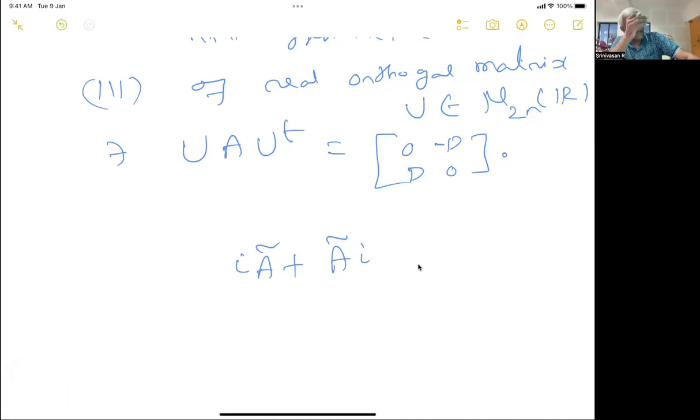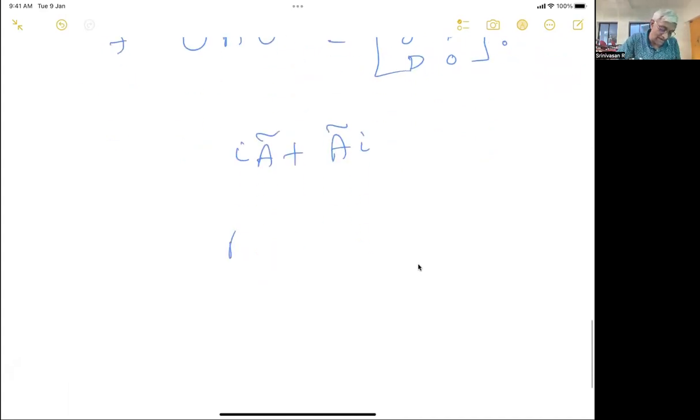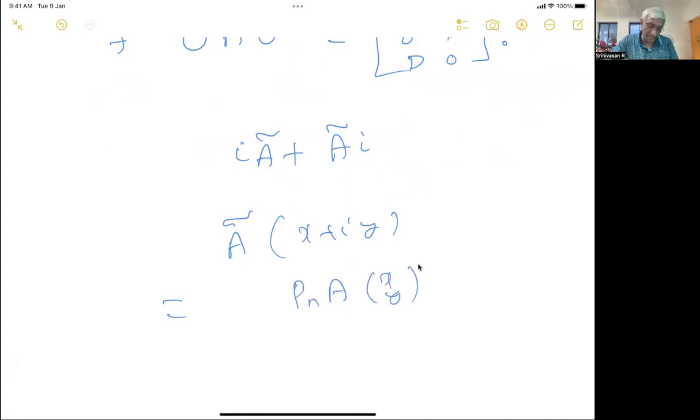Corresponding to A, you will get A tilde, which will be automatically real linear, but you want it to be complex linear. So how will you define it? If you have A tilde, you want to define A tilde of x plus iy. You take A of (x, y) and project it on the first n coordinates, and Q1 is the other projection, Q1 of A(x, y). This is how you will do it.